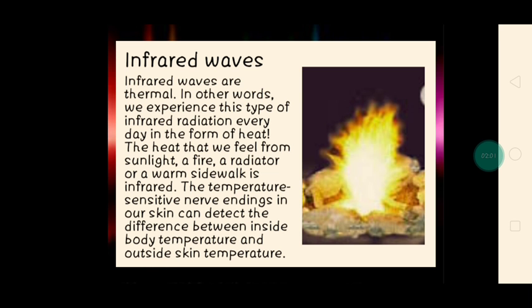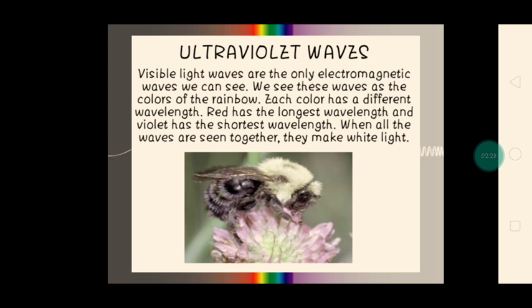Next is infrared waves. Infrared waves are thermal. In other words, we experience this type of infrared radiation every day in the form of heat. The heat that we feel from sunlight, a fire, a radiator, or even a warm sidewalk is infrared. The temperature-sensitive nerve endings in our skin can detect the difference between inside body temperature and outside skin temperature.